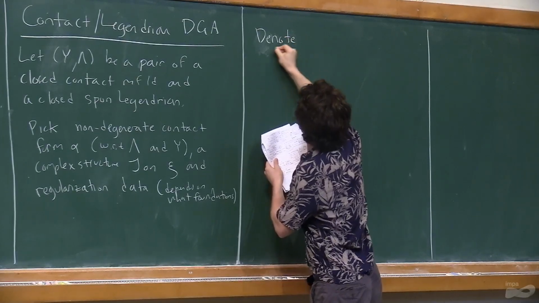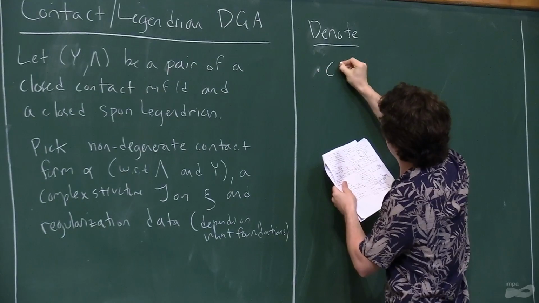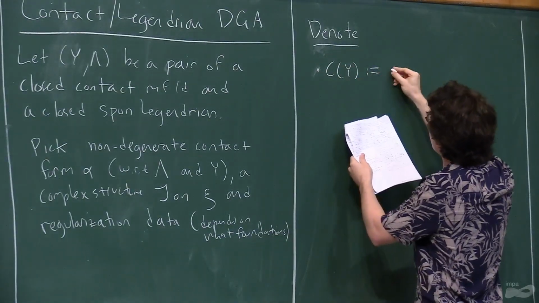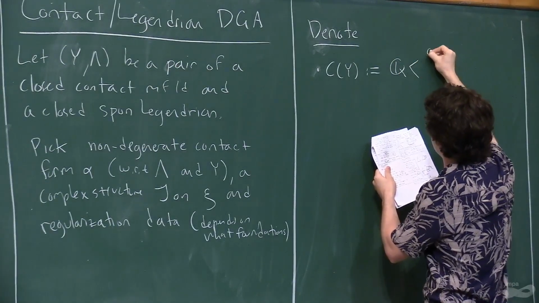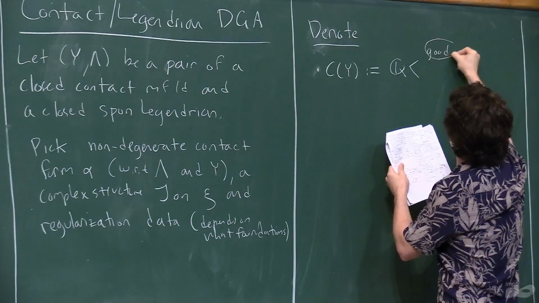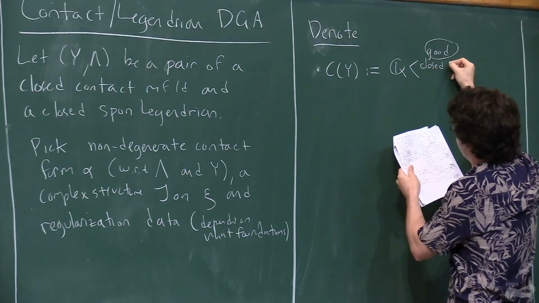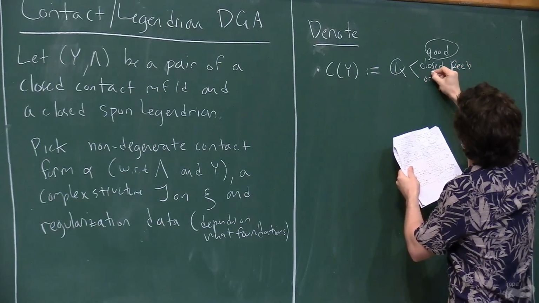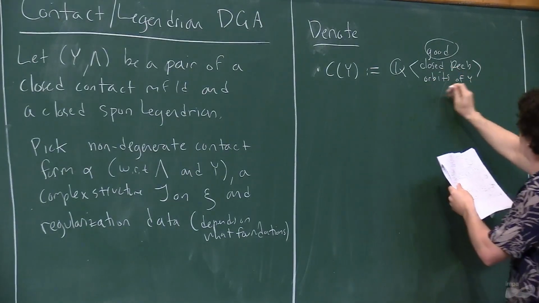And these are going to be the basic algebraic objects. So, okay, first I'll denote by C of y the free Q vector space spanned by the good closed Reeb orbits of y. If you don't know what this word means, don't worry about it. It's not really going to be very important. And this is a graded vector space.